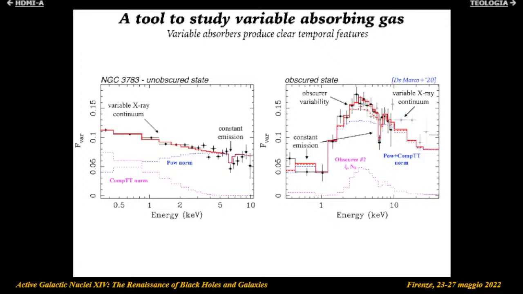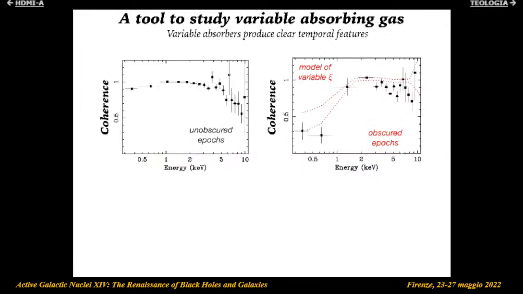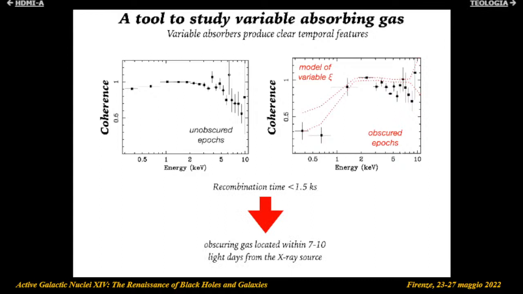So this can produce other changes as well. For example, we can look at the coherence, which is the level of linear correlation between light curves, and when we have an obscurer in this source, we see a drop of coherence. So basically, this means that the light curves in this source are no more linearly correlated. Now, we can model all of that and infer a recombination time. And from the recombination time, it is possible to estimate the distance where this absorber is located.